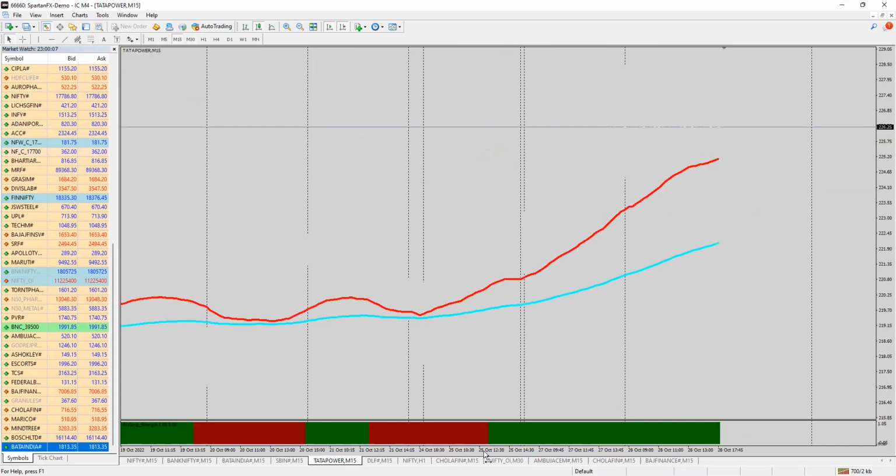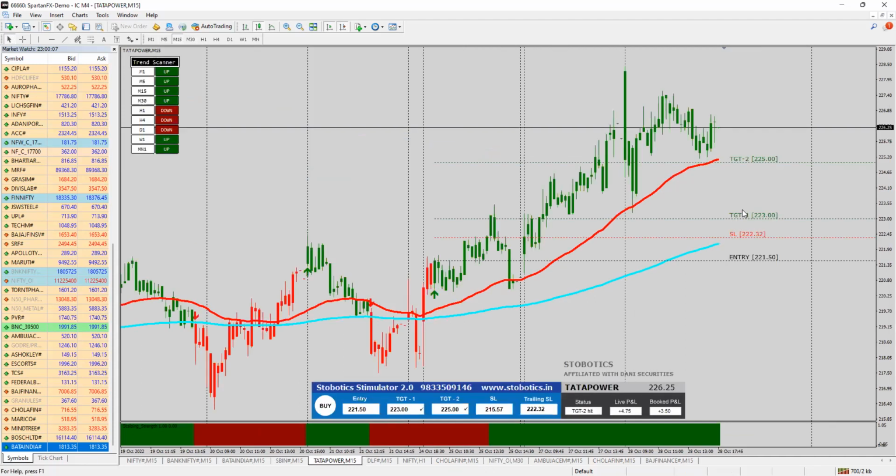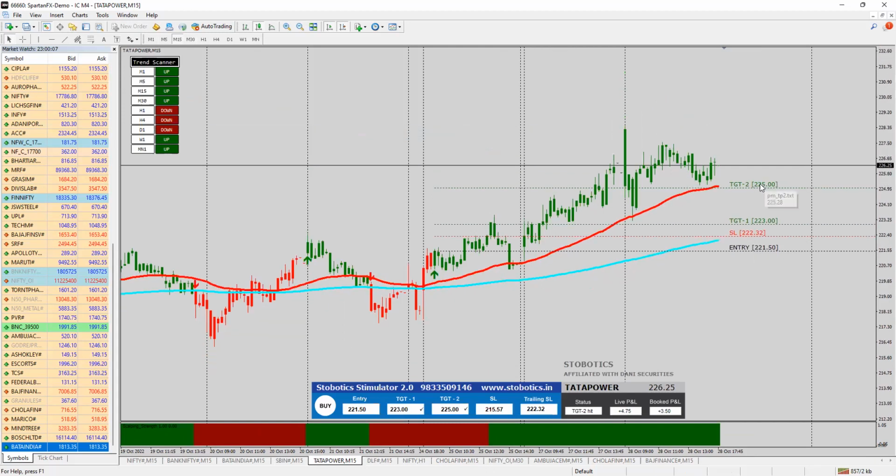Now coming to Tata Power, we just gave you a Tata Power call in the group also, about 221 to buy. The entry price was somewhere around 221, 222, and we got it around this price. According to the simulator, target 2 is already hit. We are still waiting with the trailing stop loss. Now my stop loss is 222, which is my buy price.